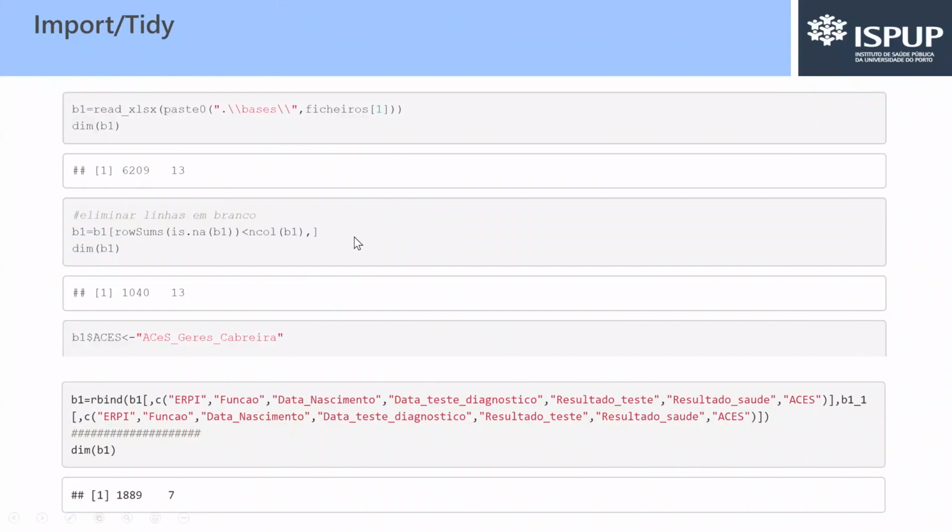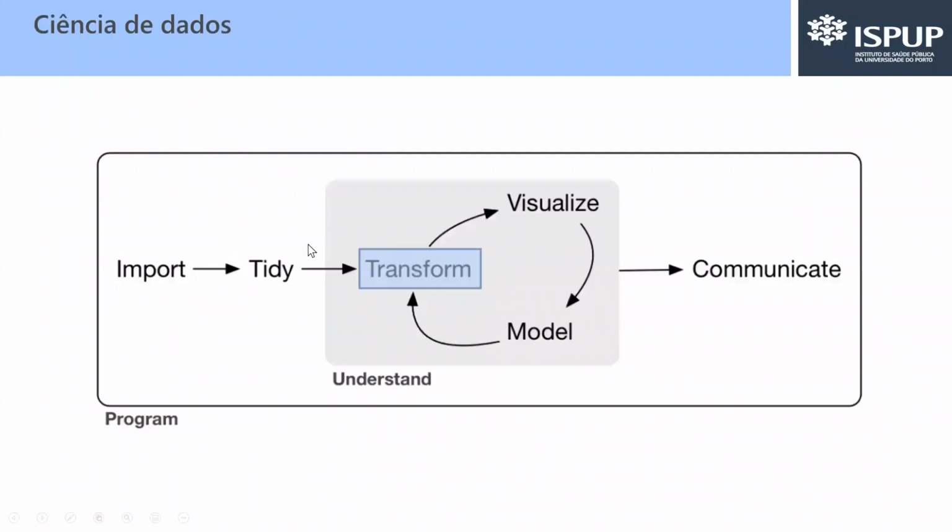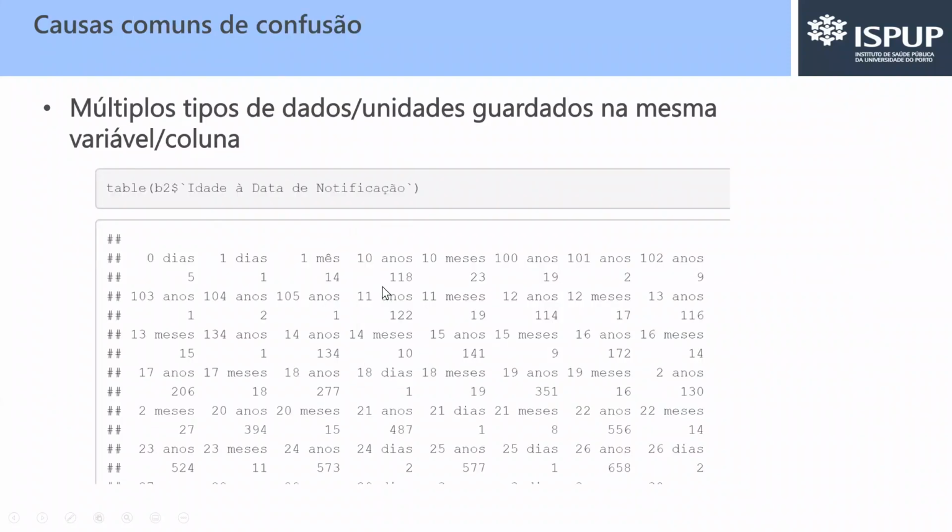So if we aggregate the 8 files that I have there, we finally go to the transform, the idea of creating new variables and cleaning data. In reality, there will be a connection between these two. So this is the first one.